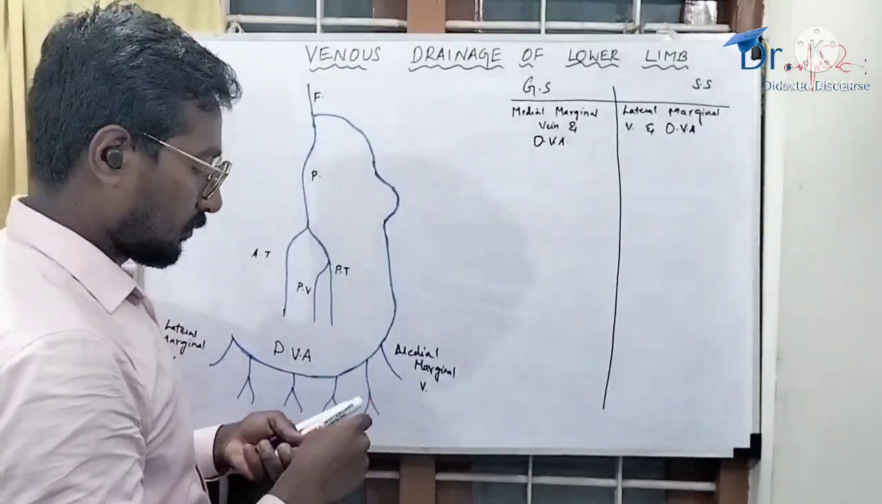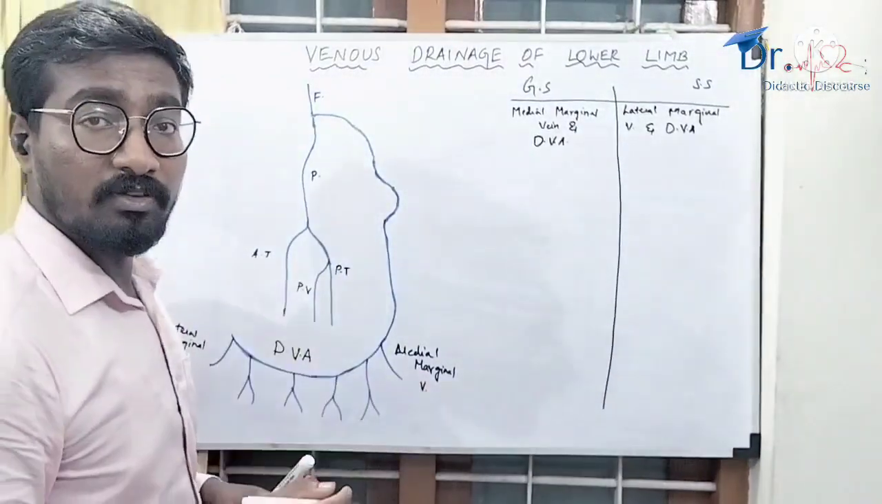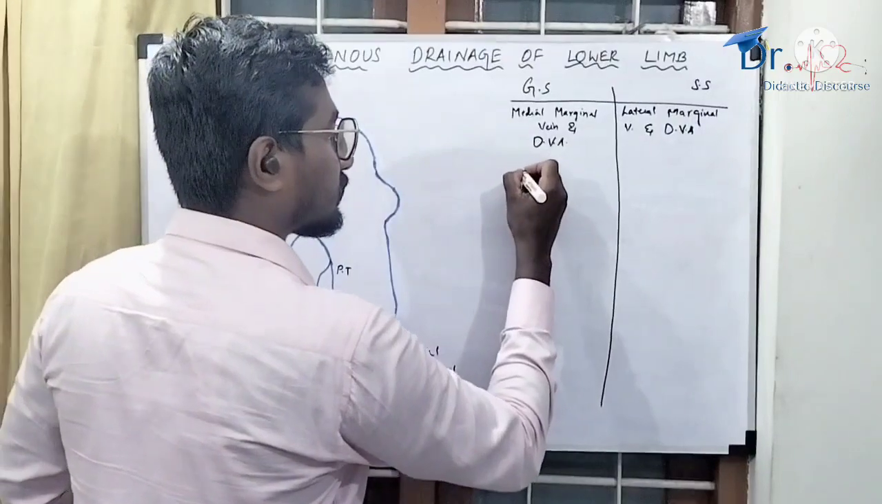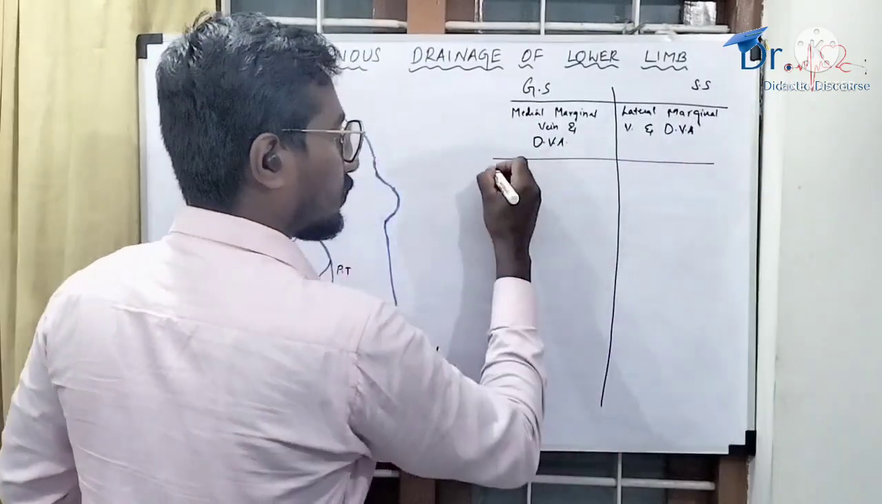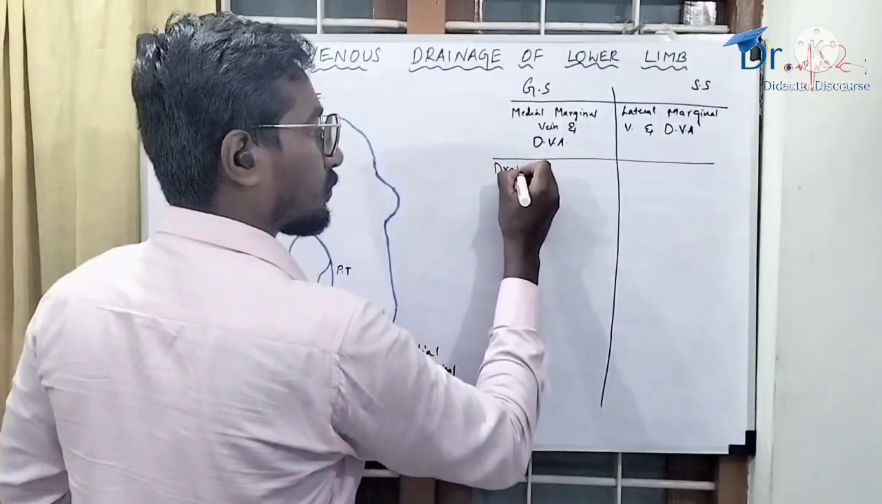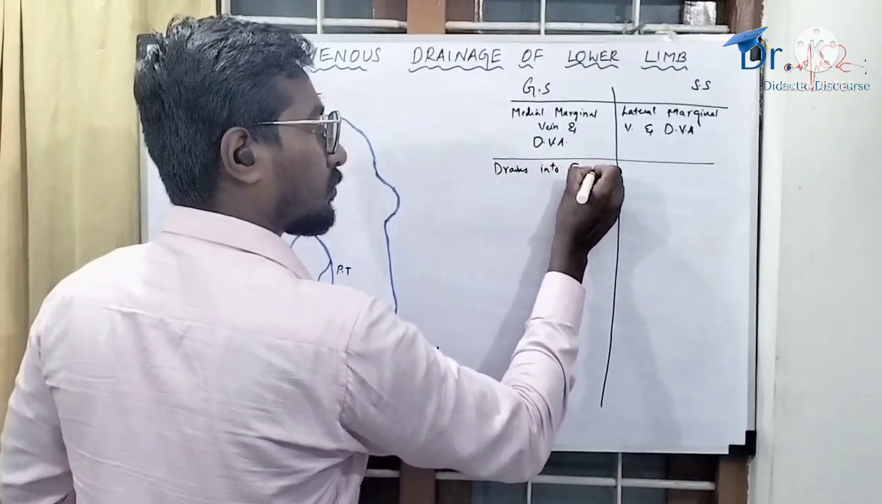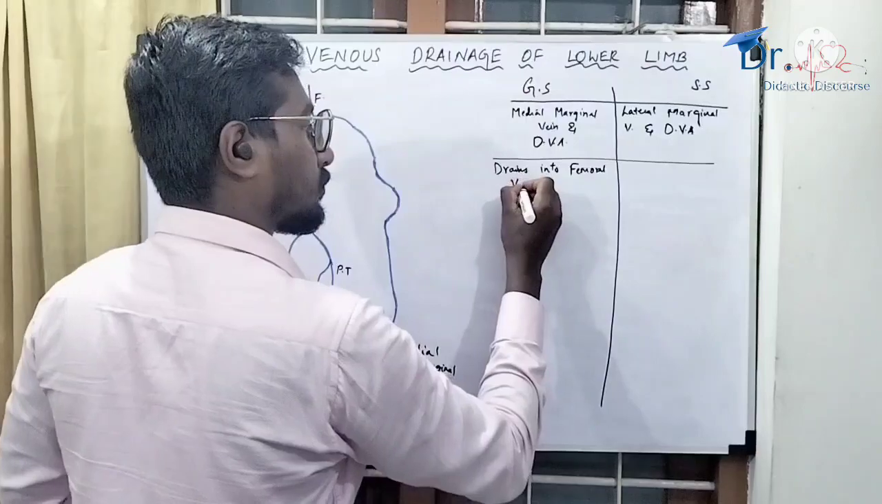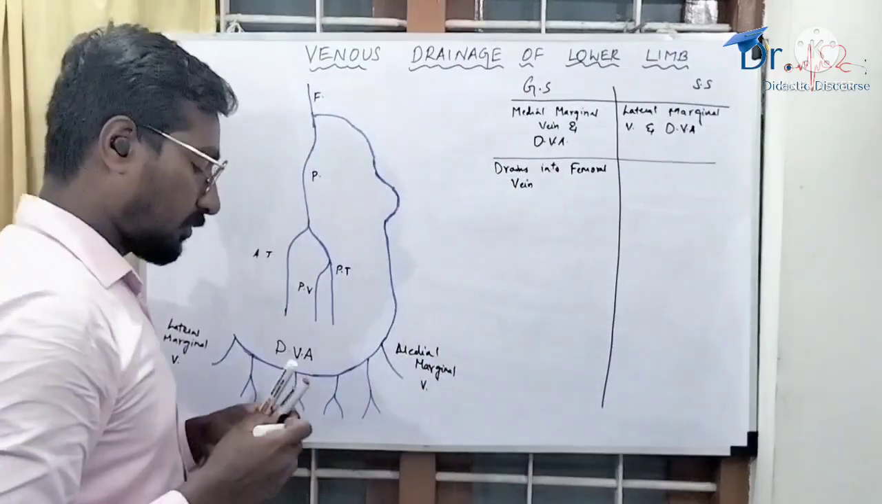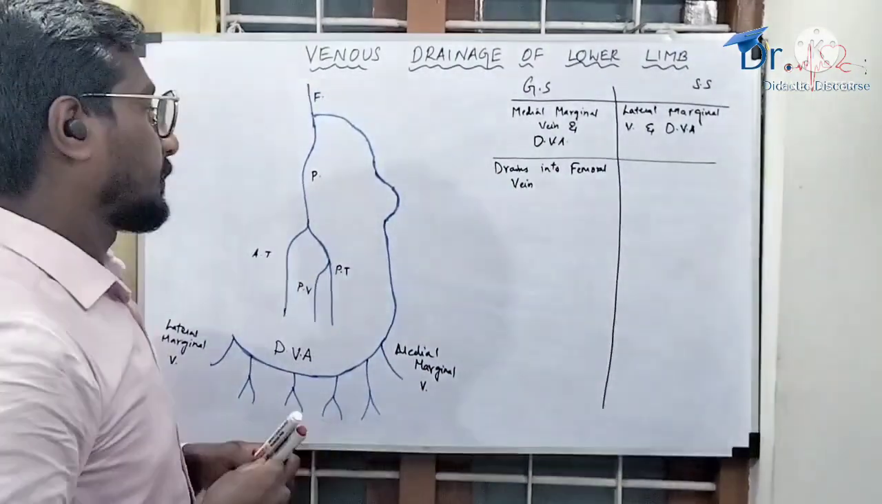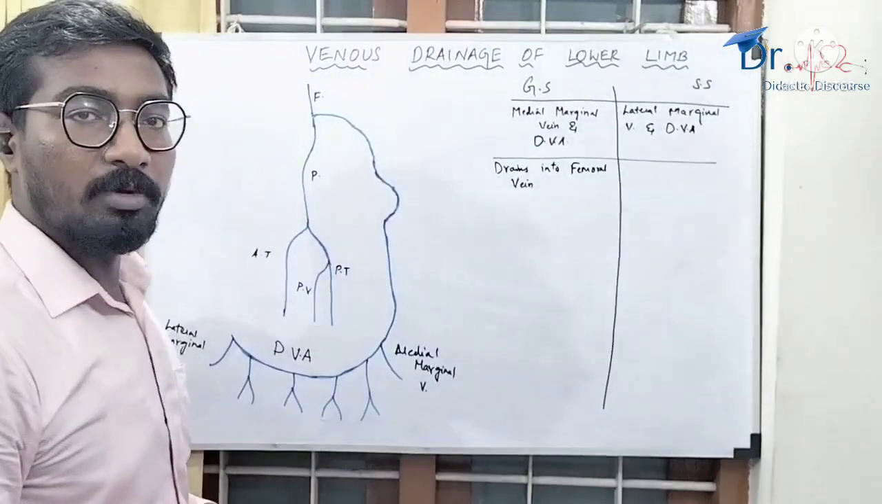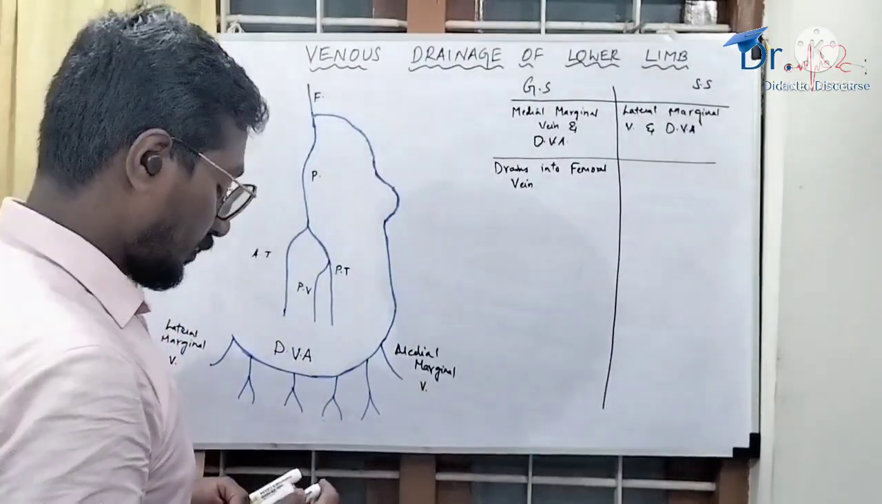So where does the great saphenous vein drain into? The great saphenous vein drains into the femoral vein when it reaches the great saphenous opening. And now we'll speak about the branches of the great saphenous vein.